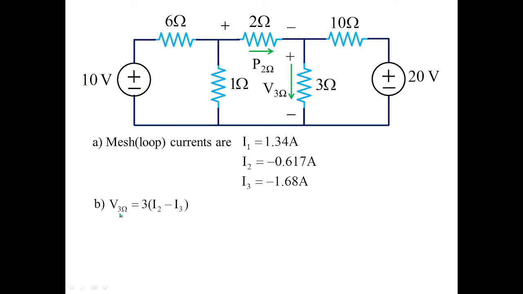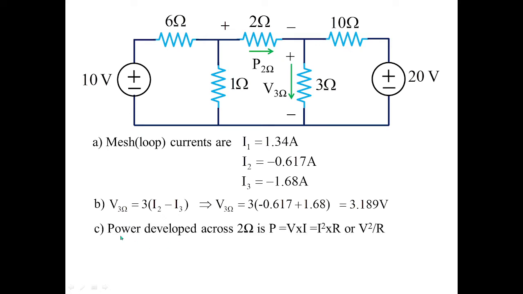So we are going to have voltage across 3 ohms, that is 3 into (I2 minus I3), which is equal to 3 times of this. You can see I2 value is minus 0.617 amperes. Again you have minus here, so minus of this particular I3 minus will give you the value as plus 1.68. So this sum with this product 3 will give you the value as 3.189 volts. So that is the value of the voltage drop across 3 ohms.